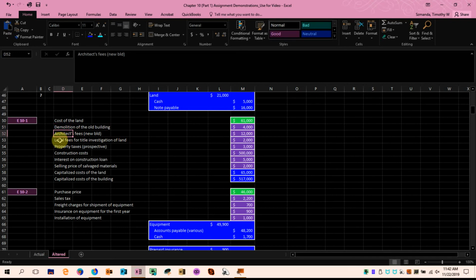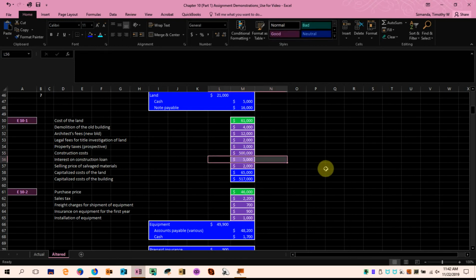So we have the demolition of the old site, raising of the building. We have architect's fees, legal fees, property taxes going forward, prospective, so those would not be capitalized in the cost of the asset. These would be expensed as they're incurred. So we would not include those. We have the construction costs themselves. We have interest on the loan.